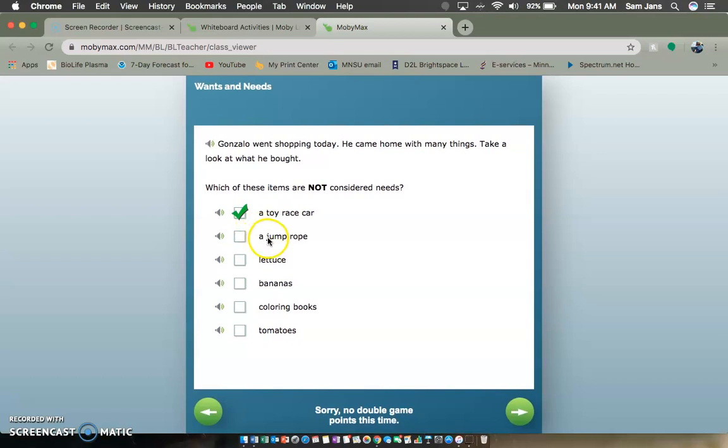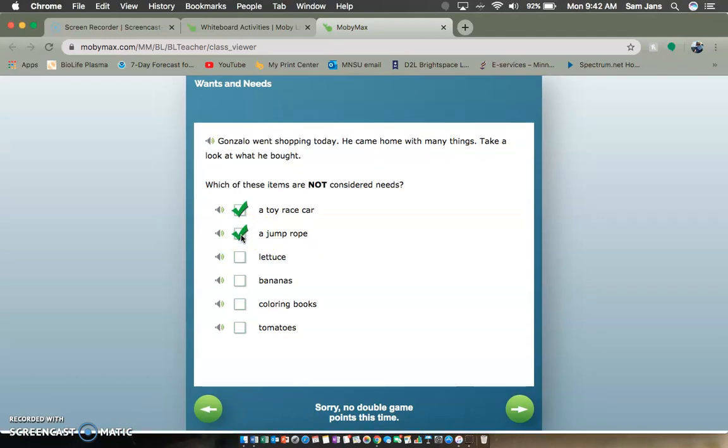A jump rope? Does Gonzalo need a jump rope to survive? Well, a jump rope is a good way to get exercise. He can always get his exercise from doing something different, like running, push-ups, or something like that. So we know a jump rope's not going to be a need.